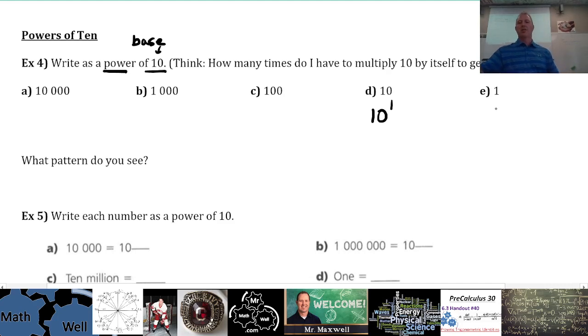We actually just got finished talking about this, right? So 10 to what power equals 1? We just got finished doing that. Yeah. Okay, so this is 10 to the 0, right?